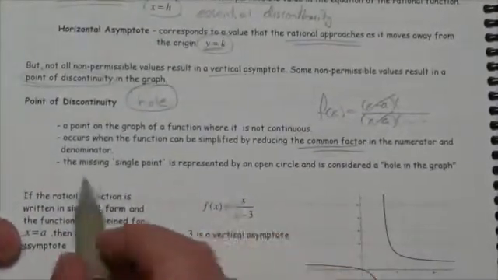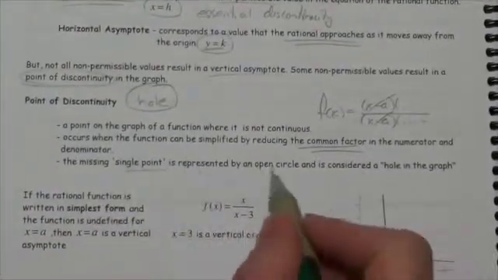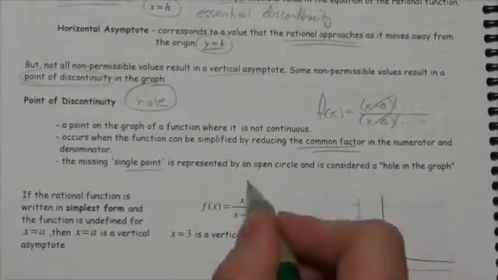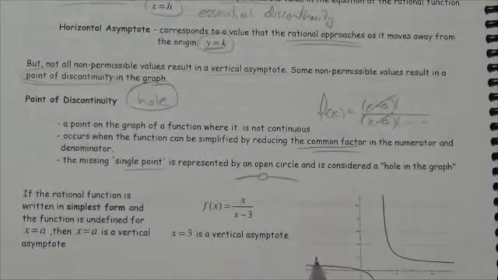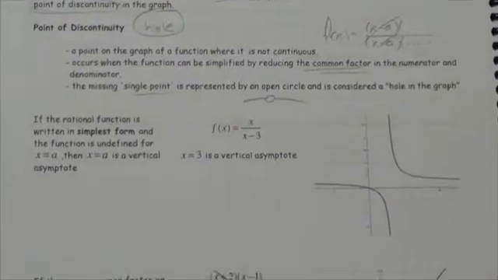Now, some other things to know here. The missing single point is represented by an open circle, considered a hole in the graph. So we're going to draw the line there, put a little open dot there, and away we go. And that's going to represent my point discontinuity.